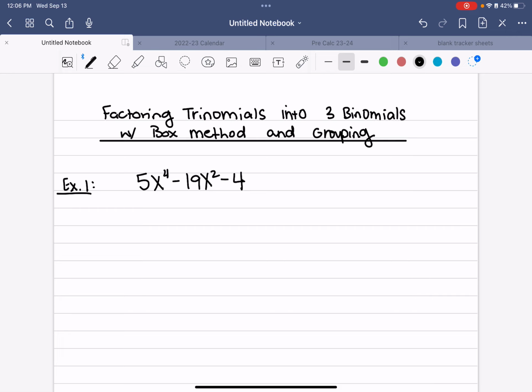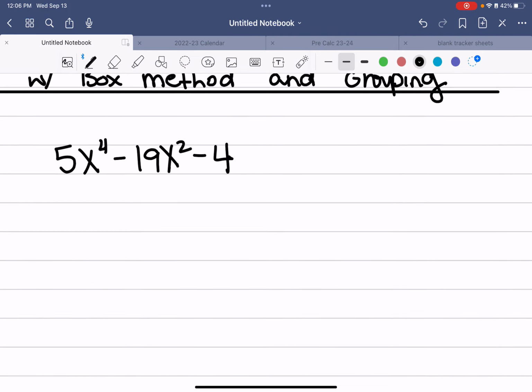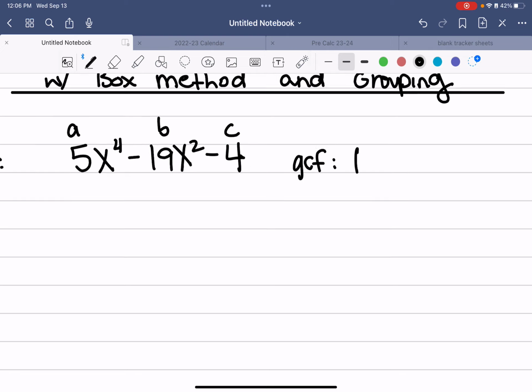And the first thing we're always going to do after making sure that we're in standard form is to look for a greatest common factor. So if I'm looking between my 5, my 19, and my 4, there is no number other than 1 that can divide into all 3 of these. So this is going to be A, B, and C.